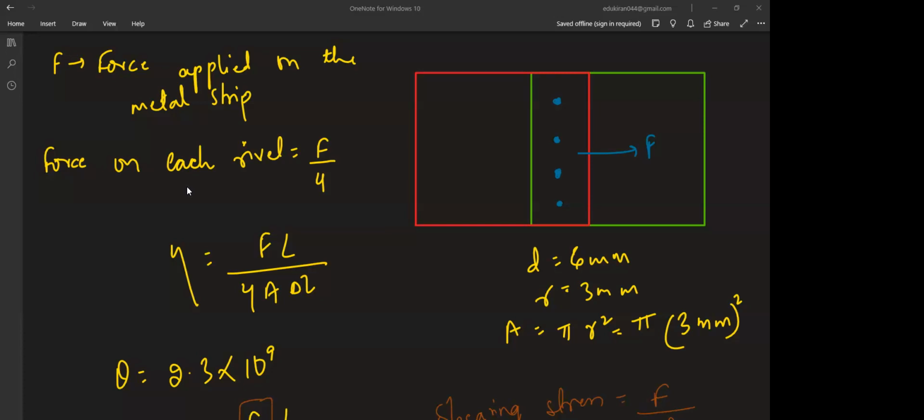Ma'am, so here the tension is the force. Yes, tension, the question is asking you to calculate the force only. Okay.